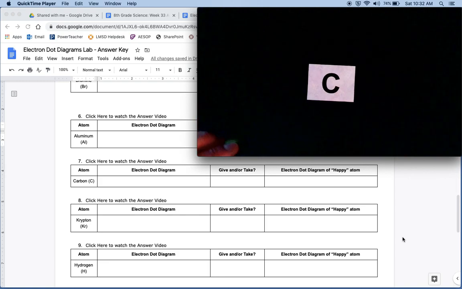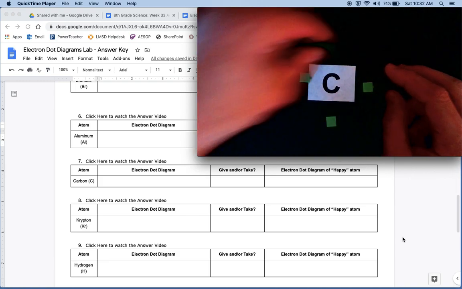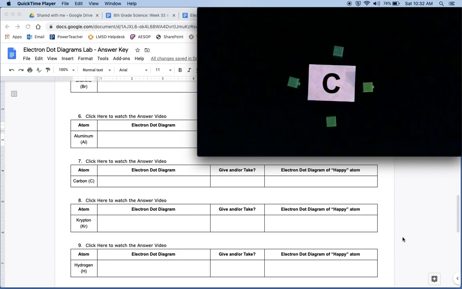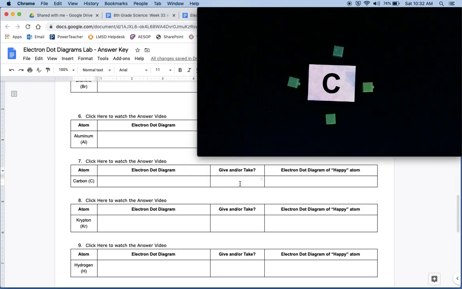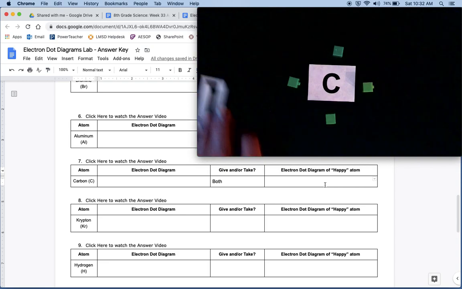Now the question becomes, okay, if the number is the same, if it can lose 4 or gain 4, well, which one's easier? The answer is really both, right? Carbon actually is one that will do both. And we'll learn later on how it does both. All right, it's a little bit tricky, but basically, when we do the electron dot diagram for this, we actually have 2 answers. All right, so we're going to do 2 of them first.